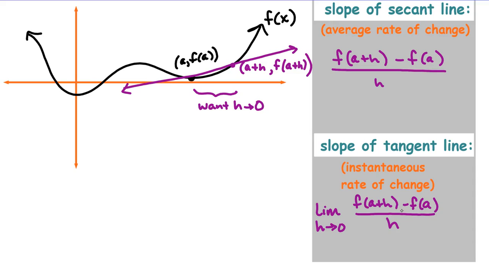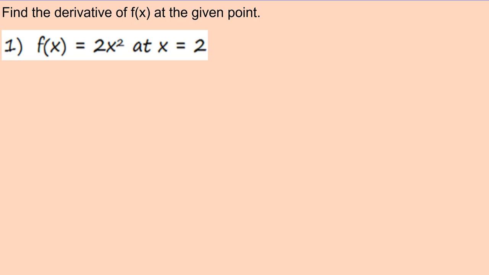And as we work through the examples, I'm going to do the same examples that we did yesterday because I want you to see that you get the same answer doing it a different way. And I want you to see the pros and cons of each method. So here's number 1. We're finding the derivative of f of x equals 2x squared at x equals 2. So we're using the limit as h goes to 0 of f of a plus h minus f of a over h. Now a is 2 in this case.